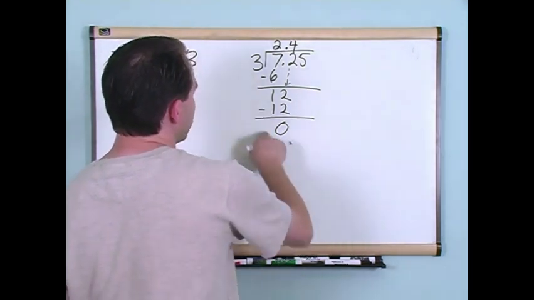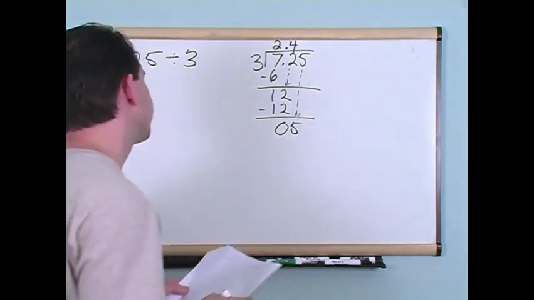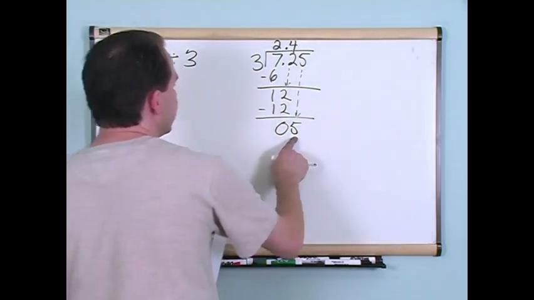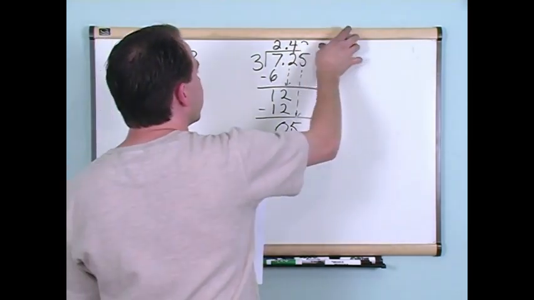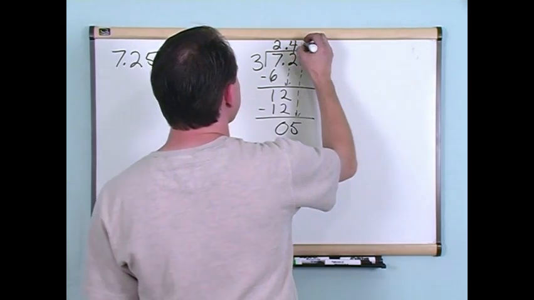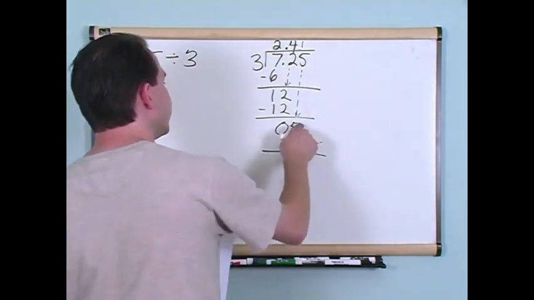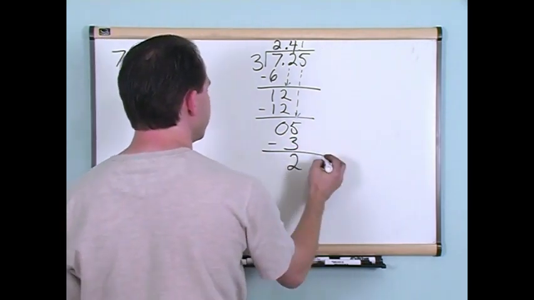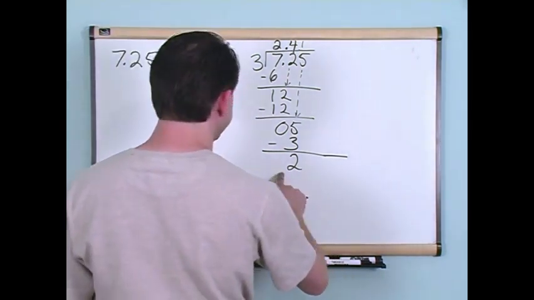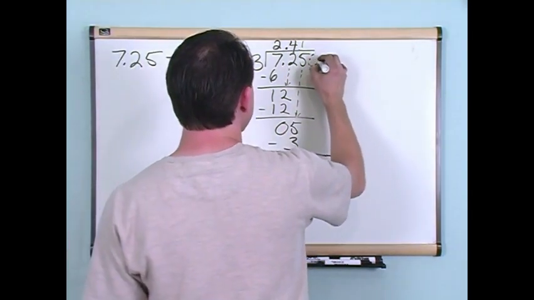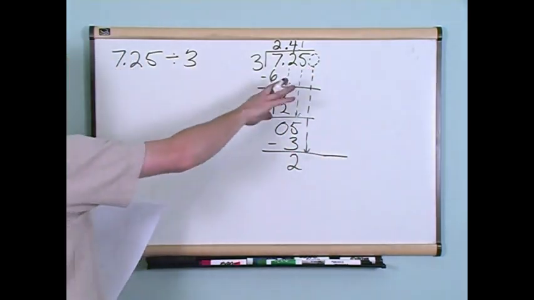Can 3 go into 0? No, it can't. But let me go ahead and drag my 5 down here and see what this does for me. 3 into 5 can only go 1 time. 3 times 1 gives me 3, and 5 minus 3 gives me 2. Now the question is, can 3 go into 2? No, it can't. So what I'm allowed to do with decimals is add a 0 and drag it down here. You can't do this unless it's a decimal.